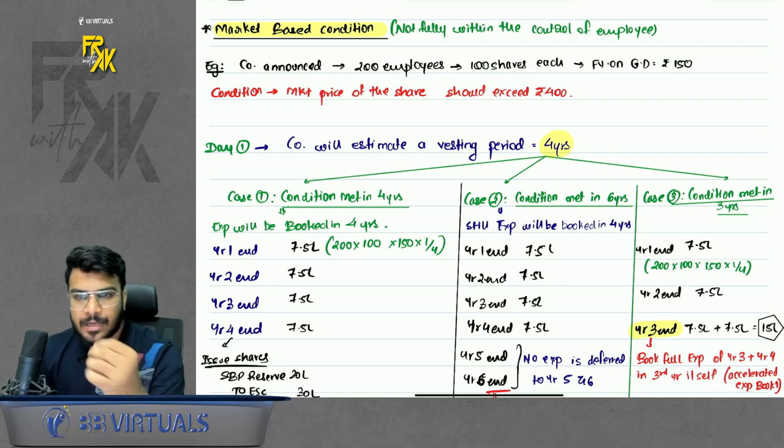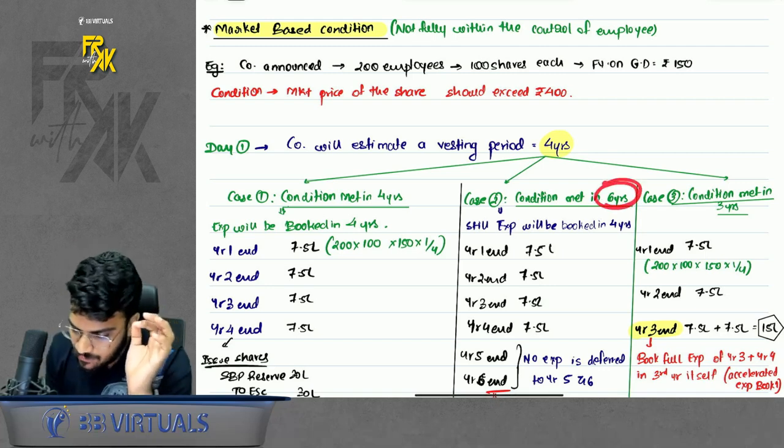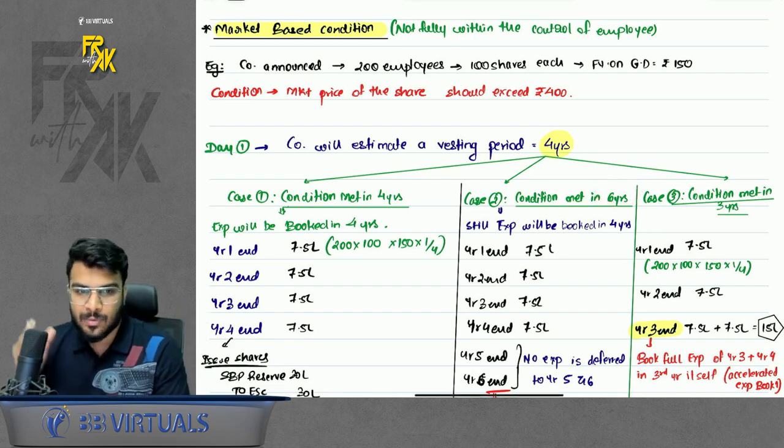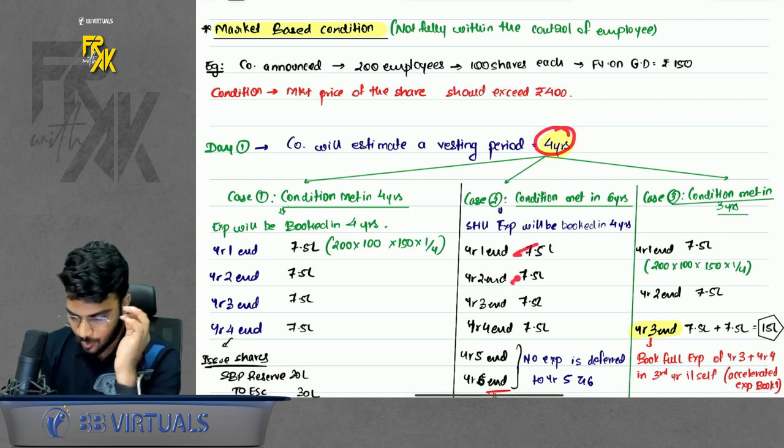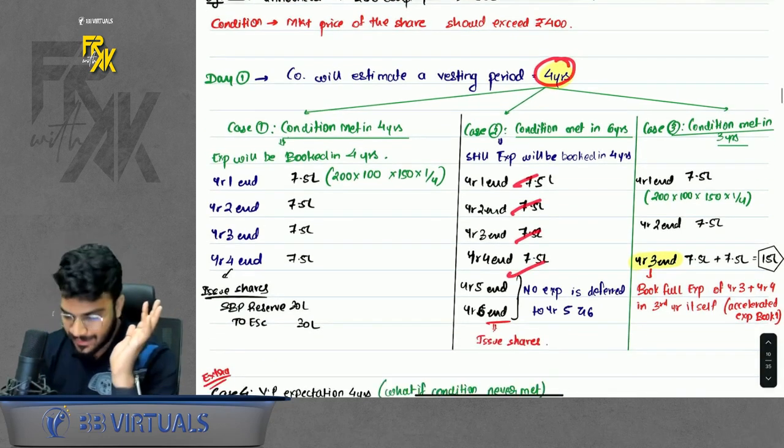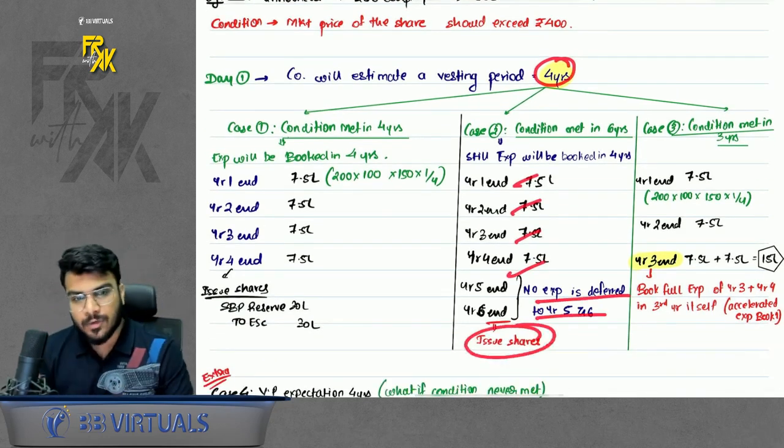In market-based condition, we are not concerned whether the condition is fulfilled or not. Even if the condition met in 6 years, you will not defer any expense to 6 years. You will book the expense in 4 years only. So book in year 1, 2, 3, 4. In year 5 and 6, you will book nothing. Only in year 6, you will issue the shares.